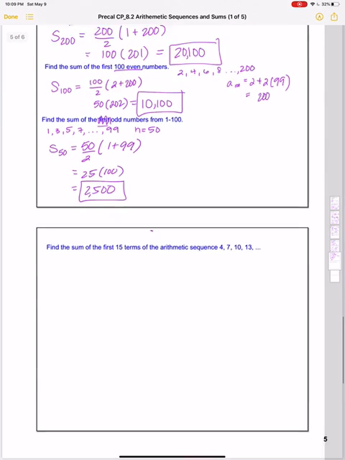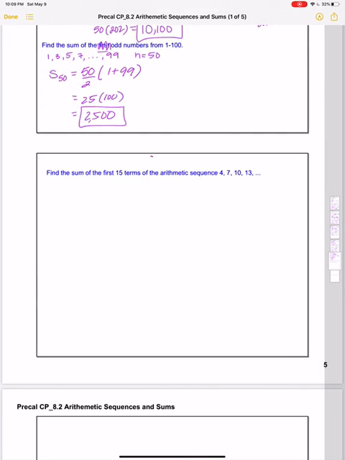Okay, more examples. Find the sum of the first 15 terms of the arithmetic sequence. Here, I know I start with 4, and I need to find the 15th term. So a sub 15 is a sub 1 plus the distance times n minus 1. 7 minus 4 is 3. So 3 times 15 minus 1. This will be 4 plus 3 times 14. 14 times 3 is 42, so 46 is the 15th term.